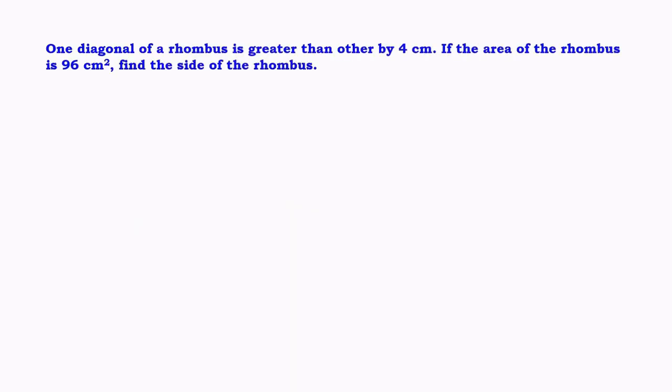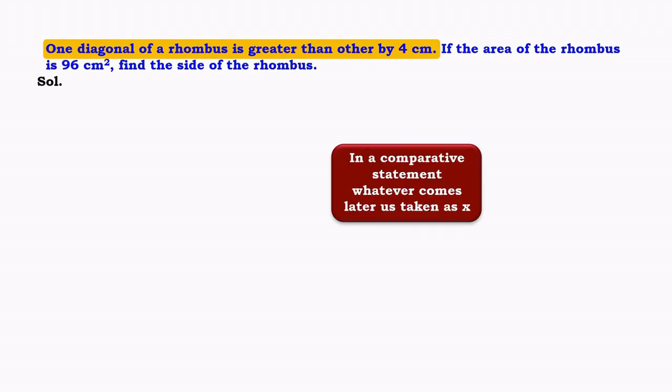Let us carefully read the question. We are told that one diagonal of a rhombus is 4 centimeters longer than the other diagonal. The area of the rhombus is 96 square centimeters. What do we need to find? We need to find the length of a side of the rhombus. To solve the problem, let us first assume one of the diagonals and use the area formula of a rhombus.